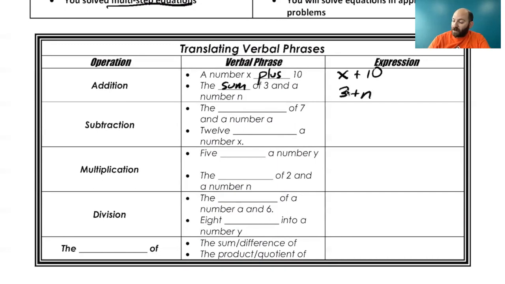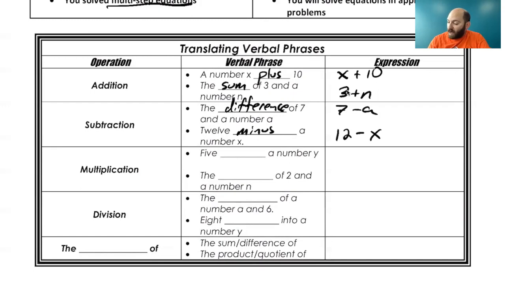Subtraction has a few words to it. We can say the difference of 7 and a number a, and then 12 minus a number x. So the difference of 7 and number a, I'm going to put in that order, so we would do 7 minus a. 12 minus a number x, so I could do 12 minus x.